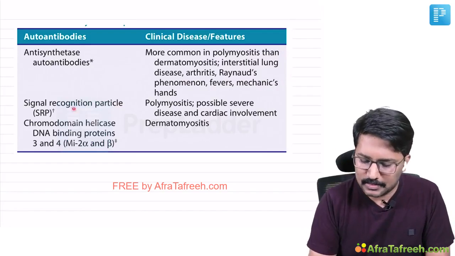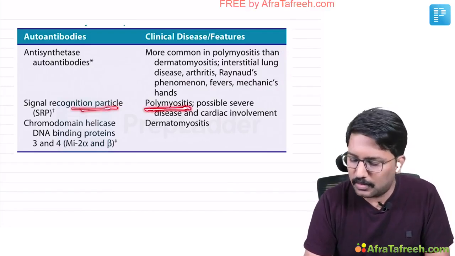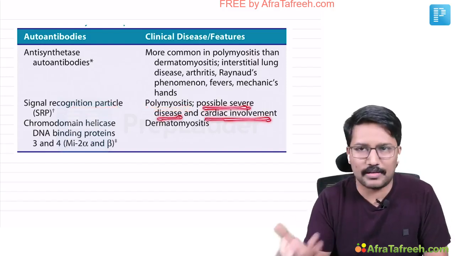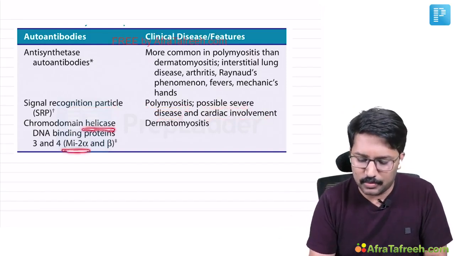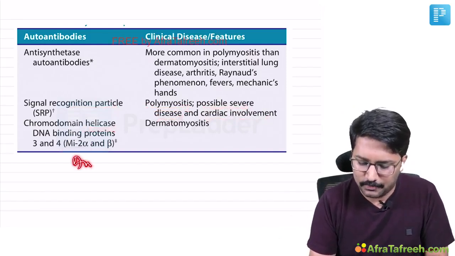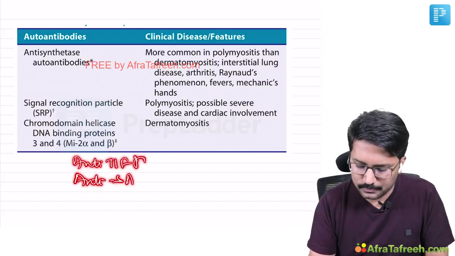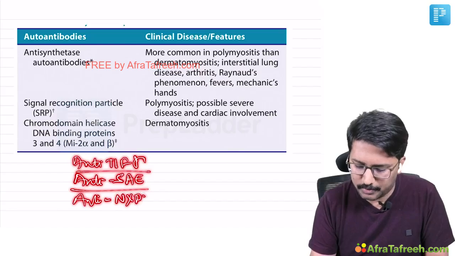Then anti-signal recognition peptide we just discussed. Polymyositis, it is more closely related, more severe disease and cardiac involvement. I think I did cover those points. Coming to this helicase group, right? Mi-2 as well as the anti-TIF1 gamma and anti-SAE and anti-NXP2. Right. These are the things I want you to remember from this.